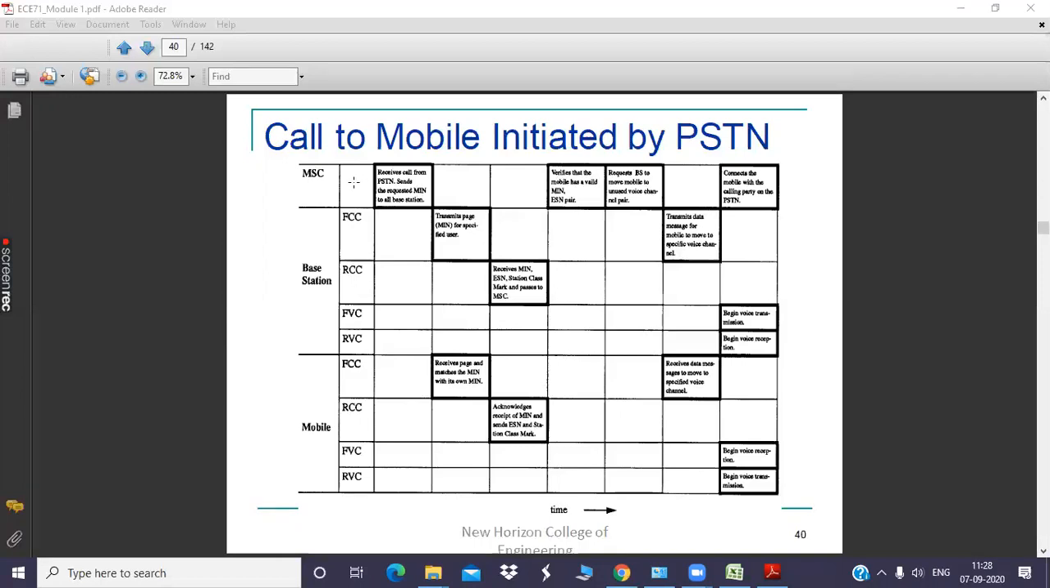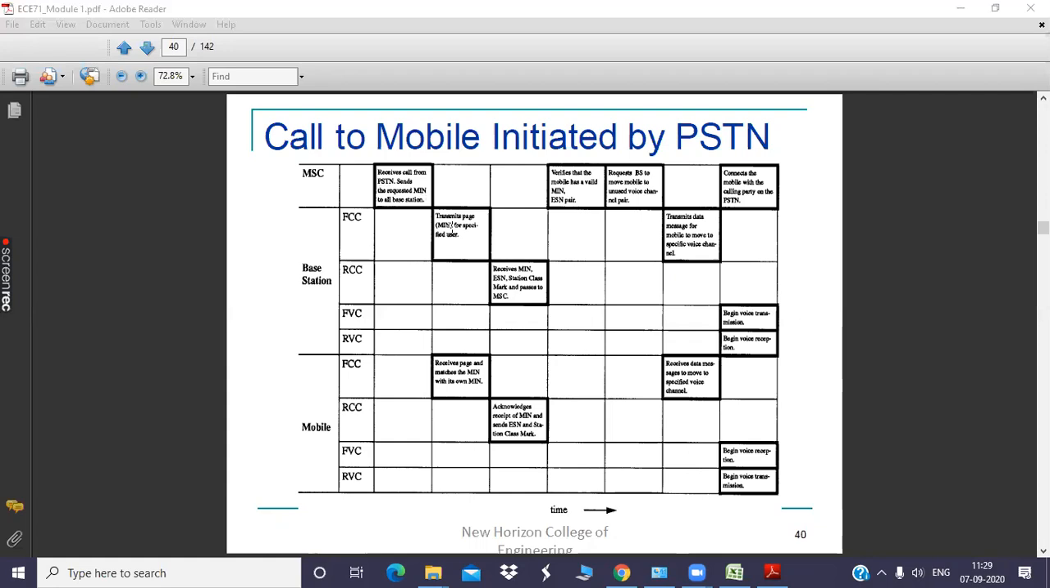So what will MSC do upon receiving a call from PSTN, because PSTN is initiating the call, right? Since PSTN is initiating the call, MSC will receive that call, okay? And based upon that call, he will be able to receive the mobile identification number, and this MIN number he is sending to all the available base stations under his MSC. Okay, because under one MSC you will have n number of base stations. So this MSC will send that particular MIN, mobile identification number, to all the available base stations.